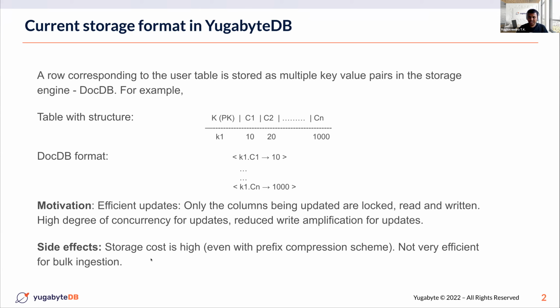Let's look at some of the side effects of the current storage format. Even though we can put in prefix compression schemes at the storage level to reduce the overhead of repeating the primary key n number of times, we have seen that the storage cost is slightly higher. The other side effect is when you're trying to ingest a lot of data, bulk ingestion being the use case, be it data for the first time or recurring data from IoT streams or other streams, the ingestion is not as efficient as it can be in some of the other schemes.